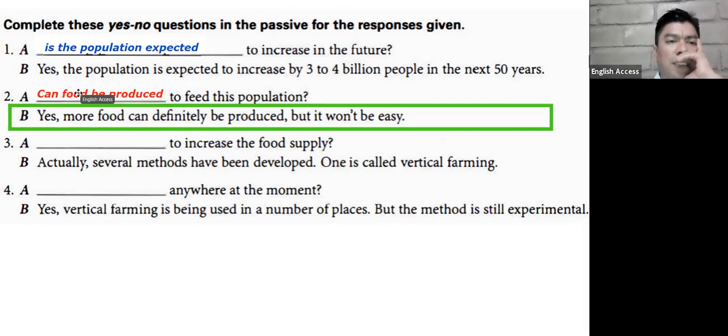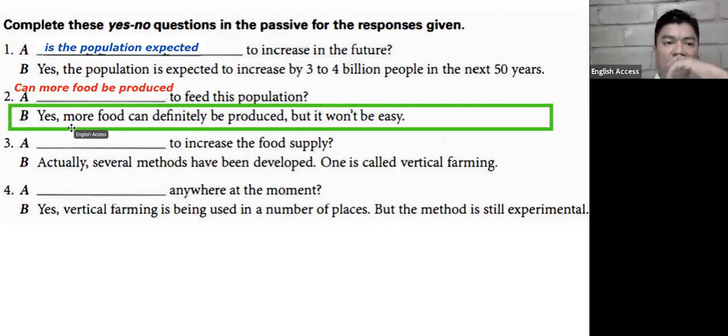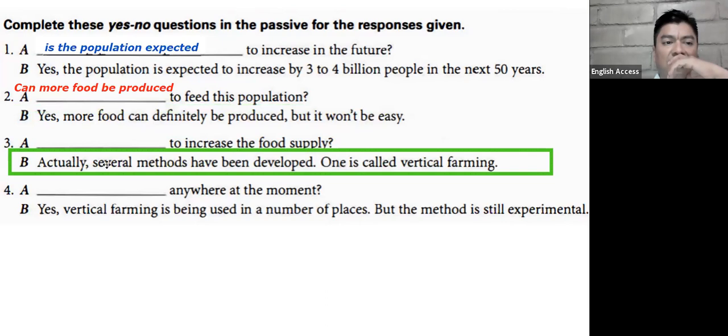There is something incomplete in regards to the answer. What is incomplete? More? Perfect. That is the question. Can more food be produced? Next.